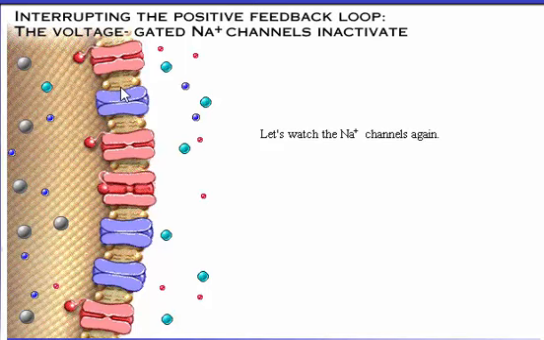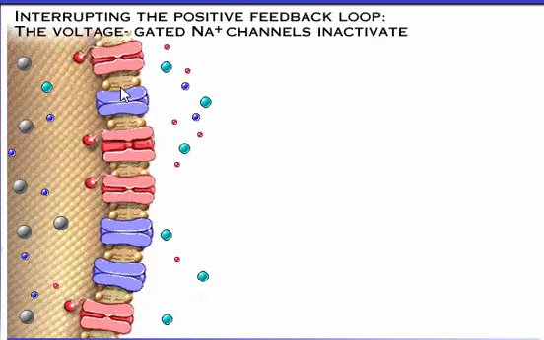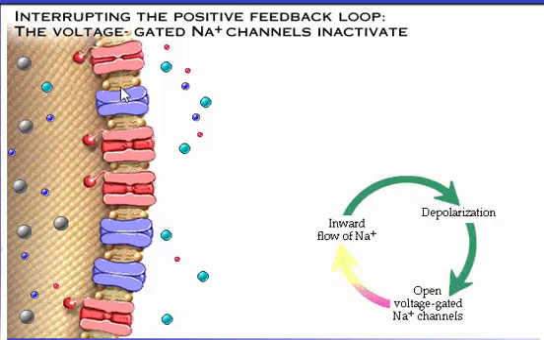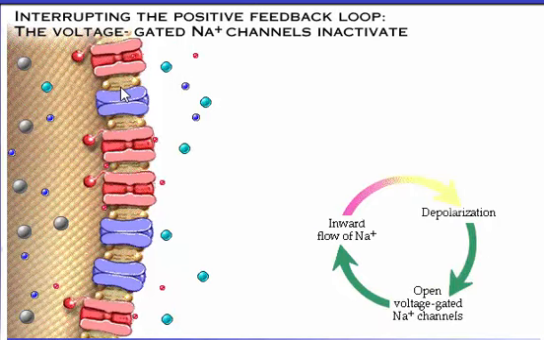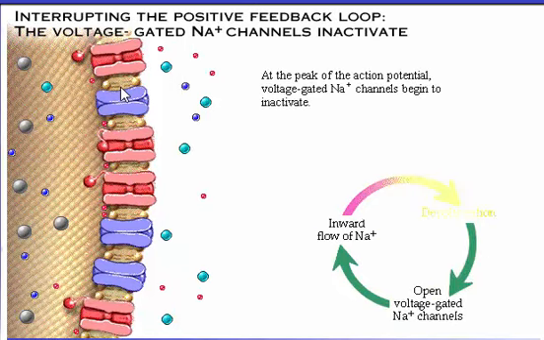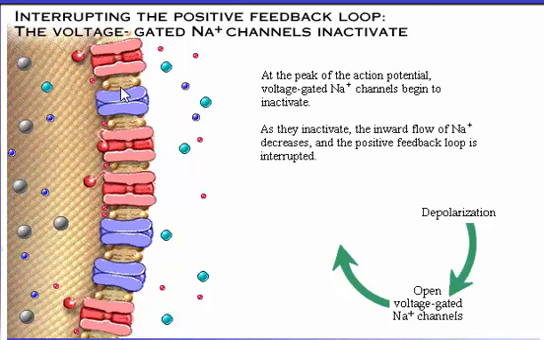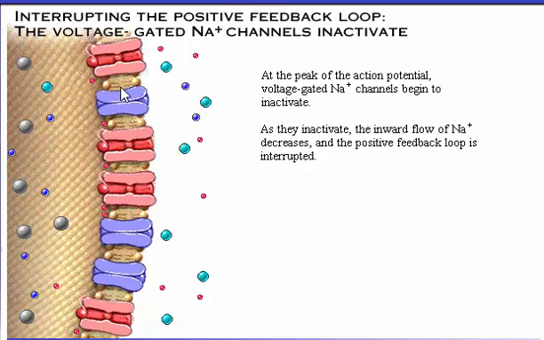Let's watch the sodium channels again. At the peak of the action potential, voltage-gated sodium channels begin to inactivate. As they inactivate, the inward flow of sodium decreases and the positive feedback loop is interrupted. To see the animation again, click the membrane.